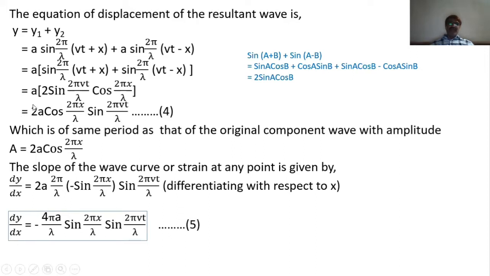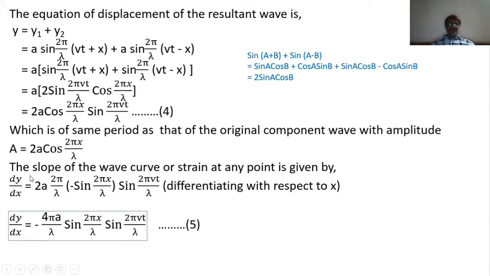Why did we make this rearrangement? Because 2a cos 2 pi x by lambda is related with the position, and it represents the amplitude of the resultant stationary wave, while the sine term is related with time or the period. So the amplitude is 2a cos 2 pi x by lambda. The amplitude of the wave has changed and it varies sinusoidally since there is a cosine function.